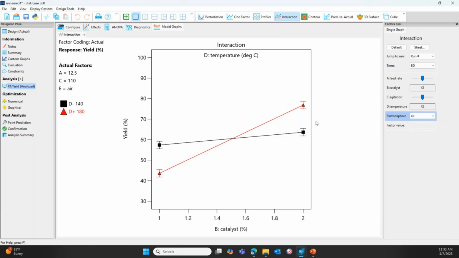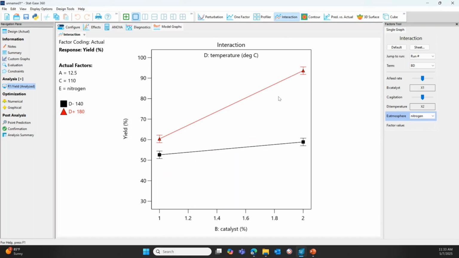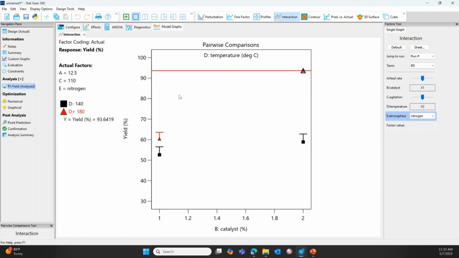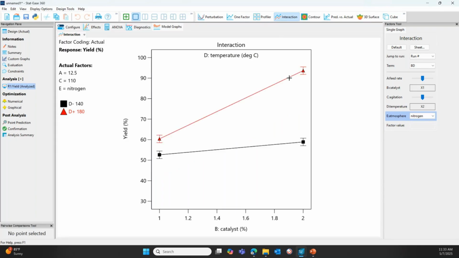But the key thing here is, if you just look at the lines on the graph, and I want to maximize yield, well, air seems to be detrimental. It looks like I want to go with nitrogen because the results are higher. And I can just click on this up here, and I can see that I have an estimate of 93.6 for the yield. So my ideal conditions would take me there. That's where I would want to be.